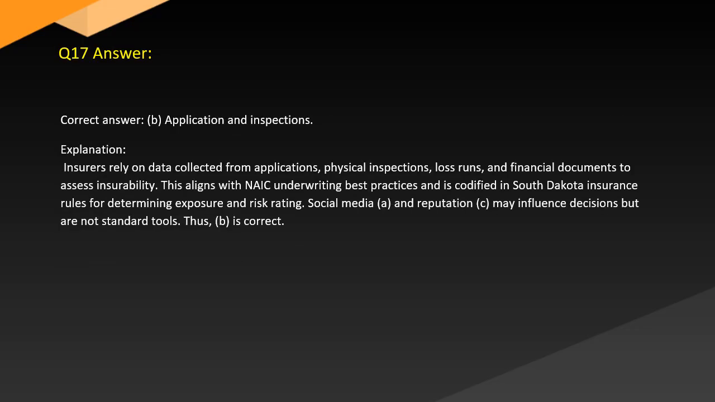Answer. Correct answer: B. Application and inspections. Explanation: Insurers rely on data collected from applications, physical inspections, loss runs, and financial documents to assess insurability. This aligns with NAIC underwriting best practices and is codified in South Dakota insurance rules for determining exposure and risk rating. Social media and reputation (C) may influence decisions but are not standard tools. Thus, B is correct.